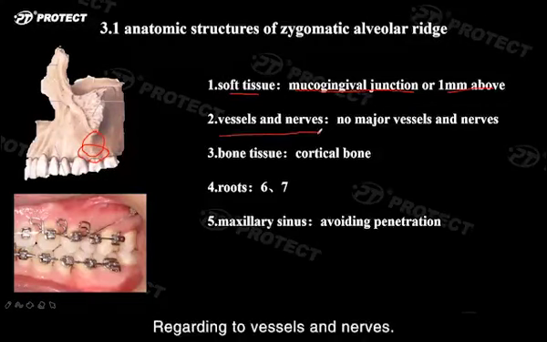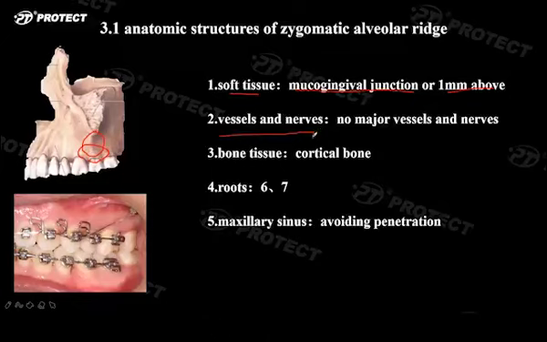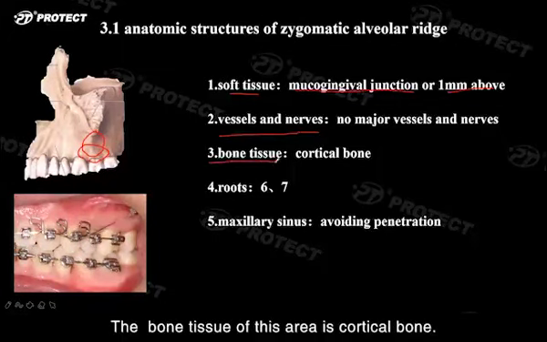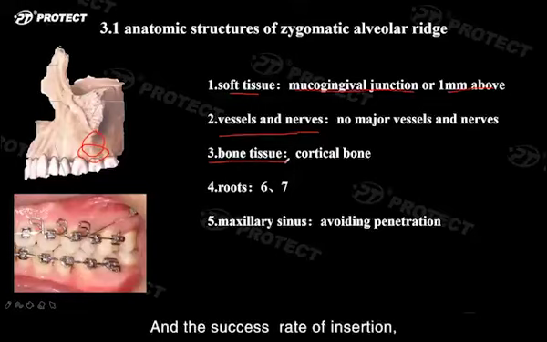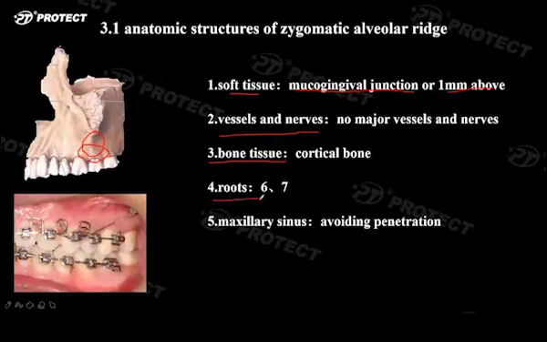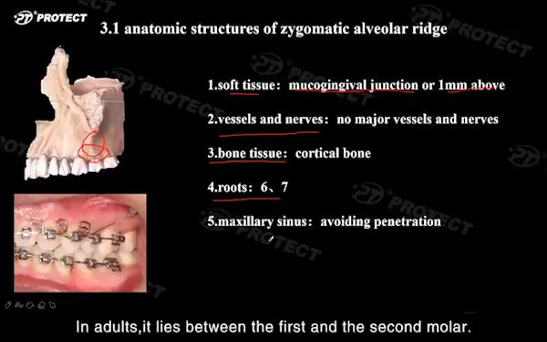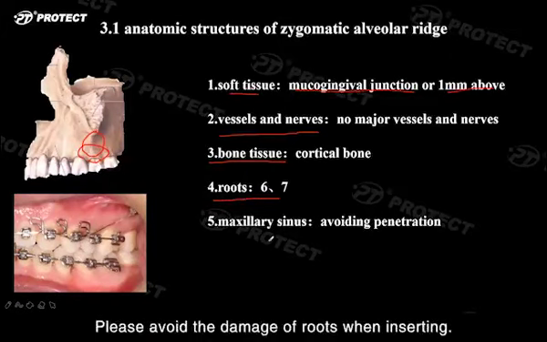Regarding vessels and nerves, there are no major vessels and nerves, so it's relatively safe. The bone tissue of this area is cortical bone, and the success rate of insertion is high, according to the documents. In adults, it lies between the first and the second molar. Please avoid damage to the roots when inserting.